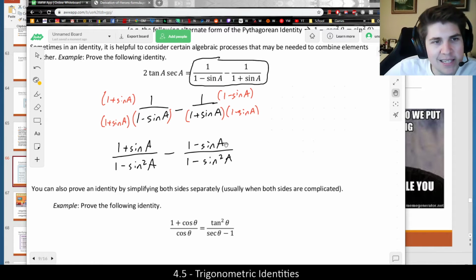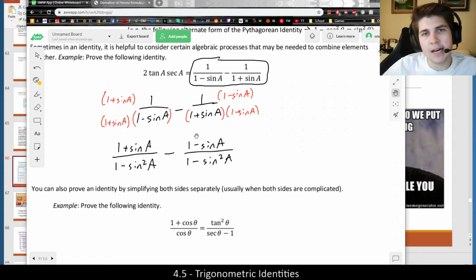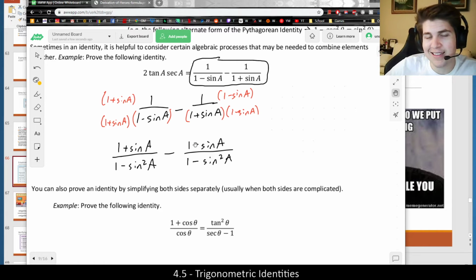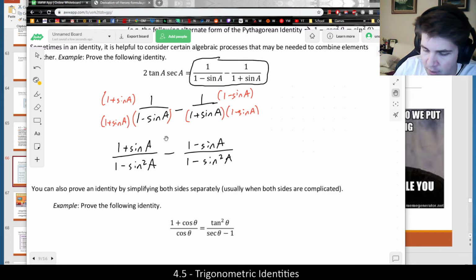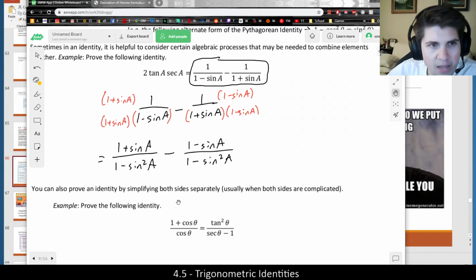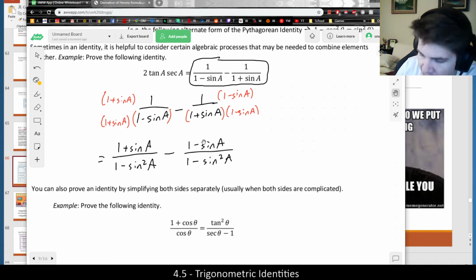You might be tempted to cancel the signs here, but remember that the cancellation property does not apply because these are not factored. In order to cancel, there can't be adding and subtracting within a fraction. So be careful with your algebra, because in these problems I've seen a lot of students make a lot of mistakes with the fundamental algebra, and that's one thing you need to be very careful with.